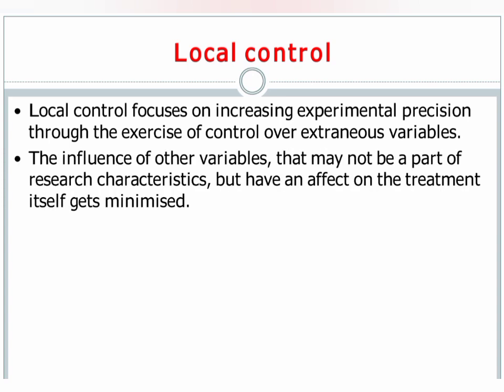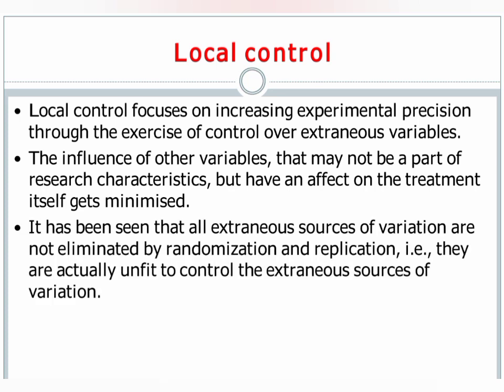The influence of other variables that may not be part of the research characteristics but have an effect on the treatment itself gets minimized. So the variables which are not a part of the experiment and which are affecting the particular experiment will get minimized by using local control. It has been seen that all extraneous sources of variation are not eliminated by randomization and replication. That is, they are actually unfit to control the extraneous sources of variation.